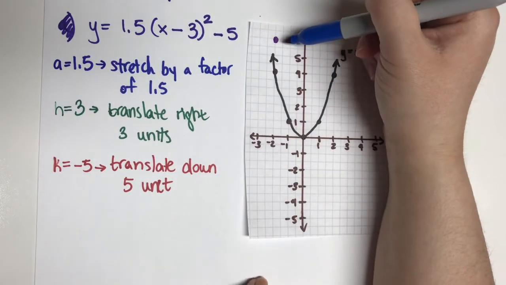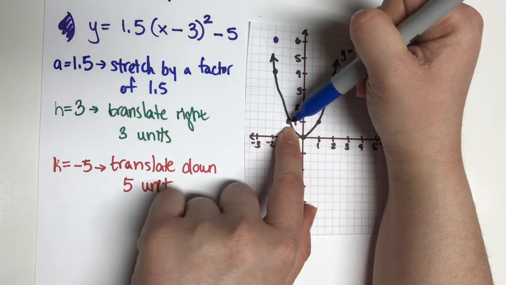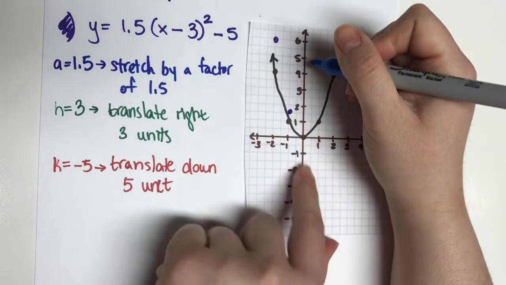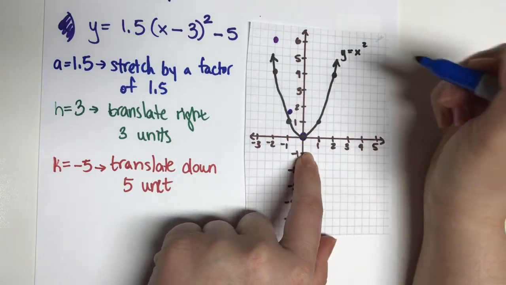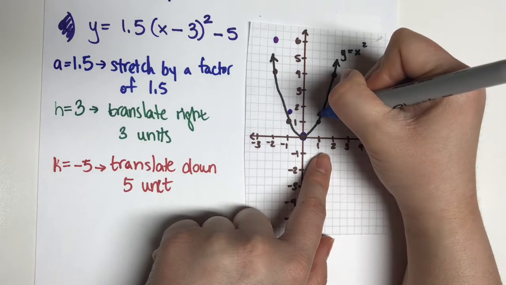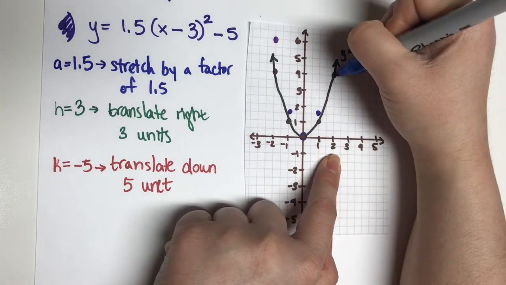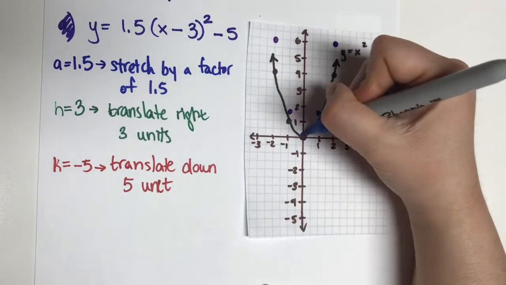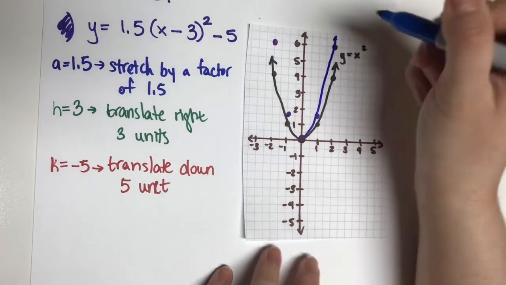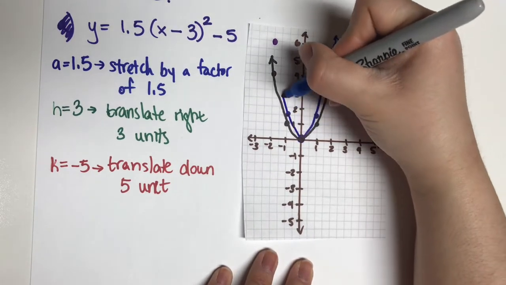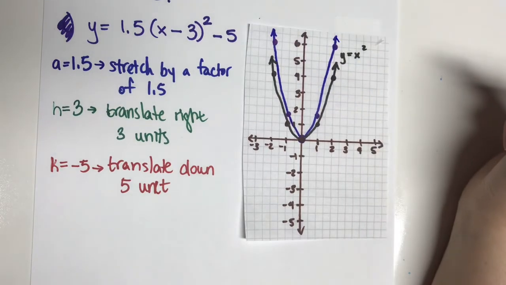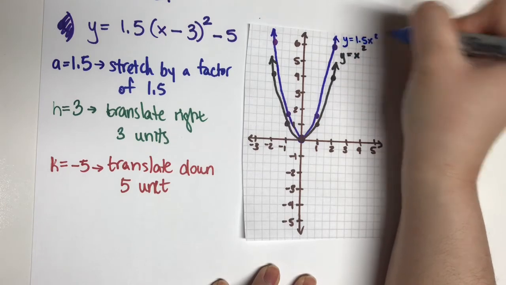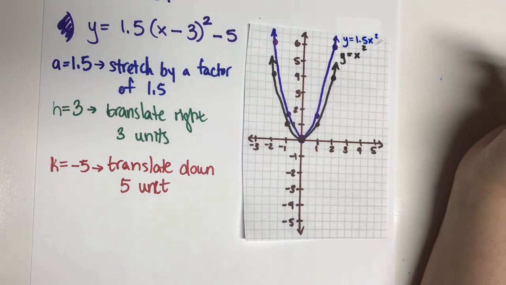Okay, so here I have 1. When I multiply 1 by 1.5, I get 1.5. 0 times 1.5 is going to stay 0. And 1 times 1.5 is 1.5. 4 times 1.5 is 6 again. So you get the same numbers. Okay, so here I've only done the stretch. I haven't actually applied anything else. I've only applied the stretch.